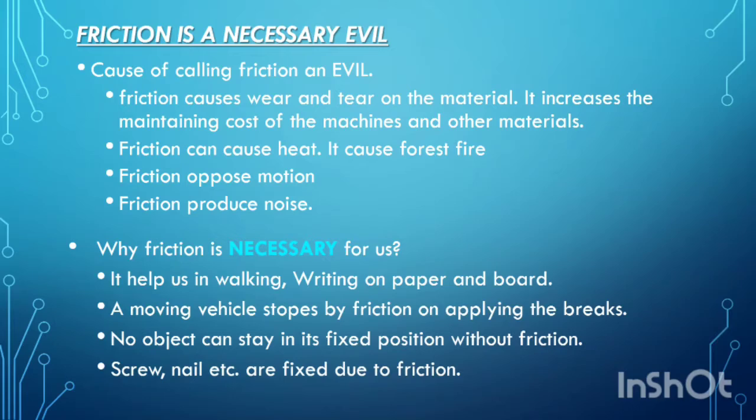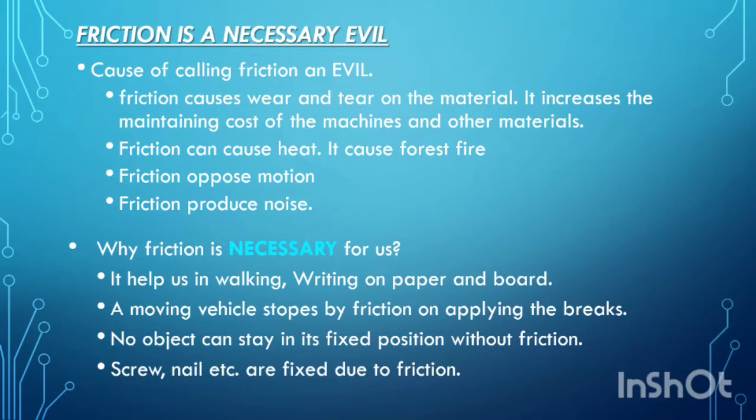Now, what is the necessity of friction in our daily life? First, friction helps us to walk. Without friction, we will not be able to walk. Next, we can write on the board or on paper due to friction. Next, a moving vehicle stops by friction.